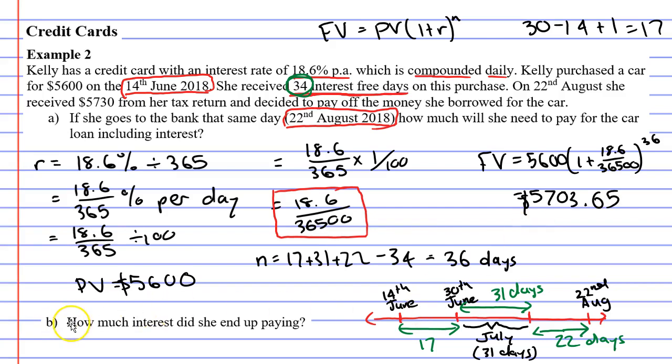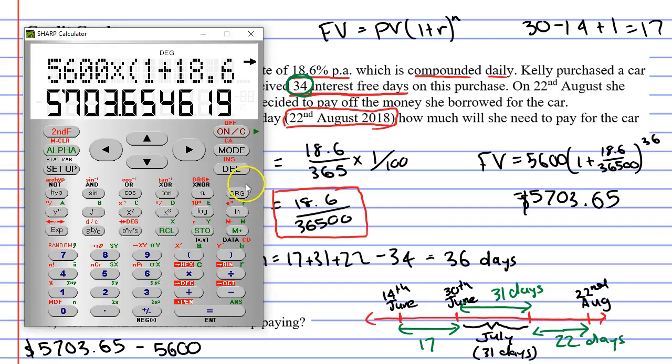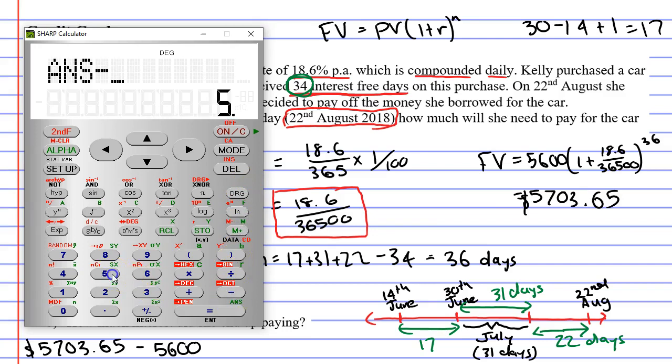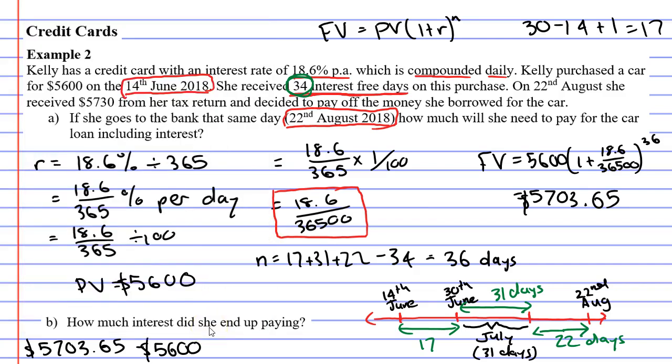Question B says, how much interest did she end up paying? So to figure out the interest, we've got to take our future value and subtract the present value. So it accumulated to the amount of $5,703.65. It was originally $5,600, and when we subtract that, we get $103.65. That's how much interest she ended up paying in this time period of only 36 days.